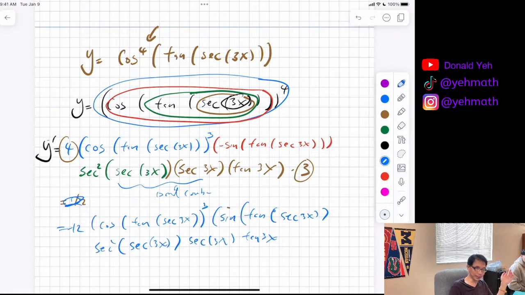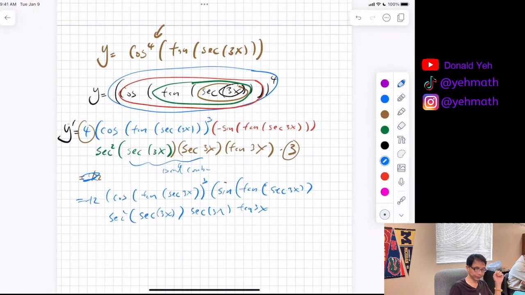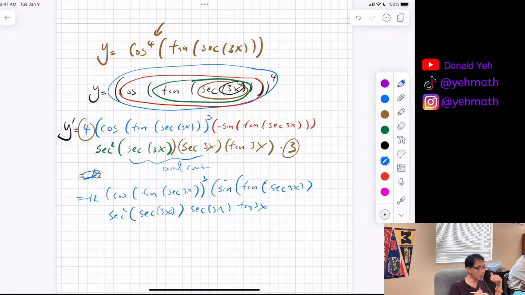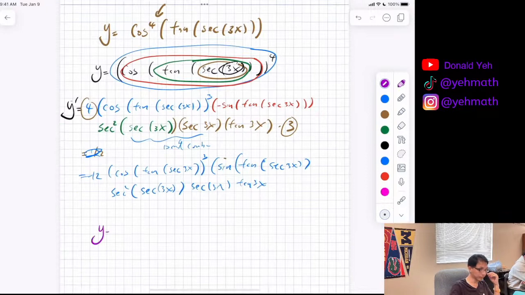I just multiplied the 4 and 3. Okay, so you don't need to simplify? No, there's nothing else you can simplify. It's a very long answer. This is one question on the test. One long question.